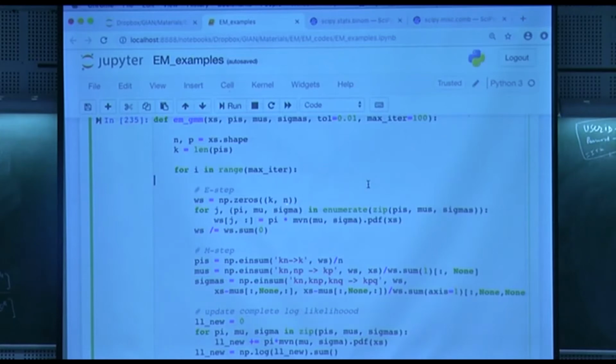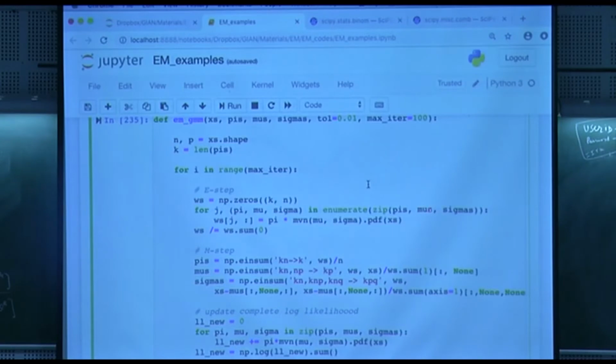For every data point, I want to compute the probability that it will contribute to a particular class. How do I do this? Part of this is Python tricks, which are actually also important to know. Remember the zip function? The zip function is going to give me pi1, mu1, sigma1, pi2, mu2, sigma2. That is what the zip is. Enumerate adds a 0 in front. So 0, pi0, mu0, sigma0. 1, pi1, mu1, sigma1.